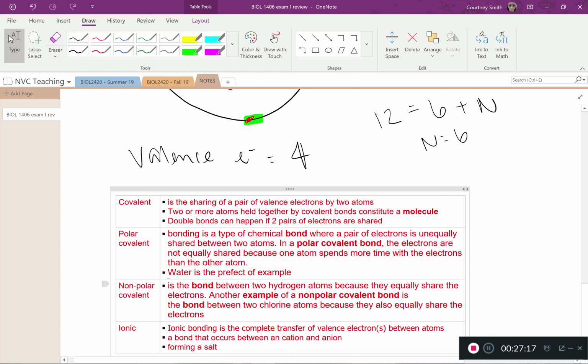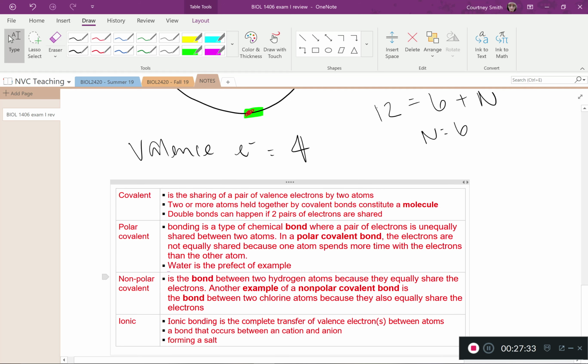Nonpolar covalent is a bond between 2 hydrogen atoms, and they equally share the same electrons. Another example can be 2 chlorine atoms. They are equally sharing their electrons. So it's very similar to a covalent bond, but nonpolar is a little more specific in that it will occur between 2 of the same atoms, whereas a covalent bond will occur between different kinds of atoms.